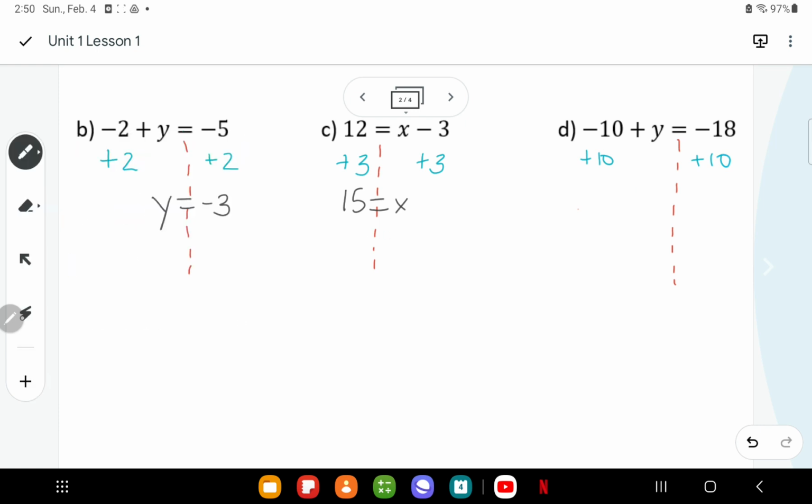So then on the left, I just have y. Negative 18 plus 10 more is negative 8. Again, checking with a calculator if you're not real confident with your integers.